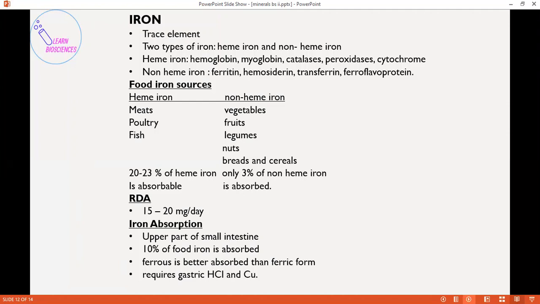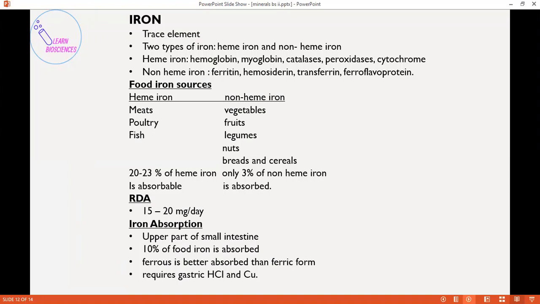The RDA is 15 to 20 milligrams per day, and iron absorption takes place in the upper part of the small intestine, which is the proximal duodenum. 10% of food iron is absorbed. Ferrous is better absorbed than the ferric form, and it requires gastric acid and copper.